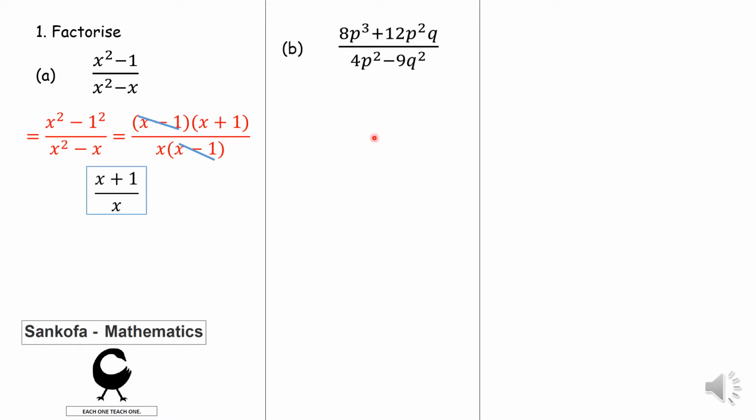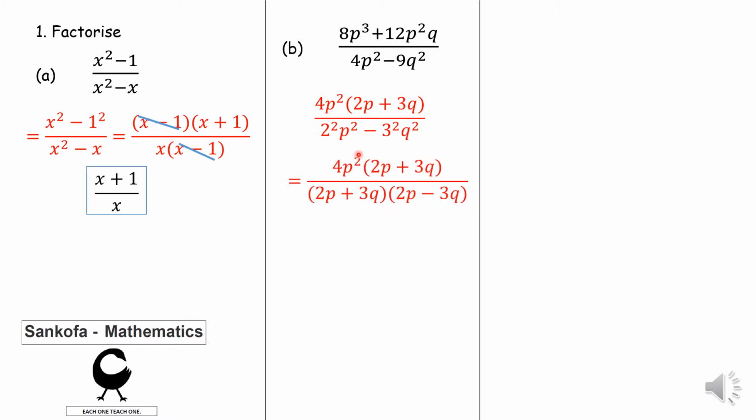A second one here is 8p squared q plus 12pq squared over 4p squared minus 9q squared. Now, when you have two terms, you either take out a common factor or use the difference of two squares. Since that is not a minus, we'll take out a common factor. The one underneath becomes the difference of two squares. If I take out the common factor 4pq at the numerator, I'm going to be left with 2p plus 3q. I've decided that 4 is the square of 2 and 9 is the square of 3, so that cleans up nicely to 2p plus 3q and 2p minus 3q. That's the difference of two squares.